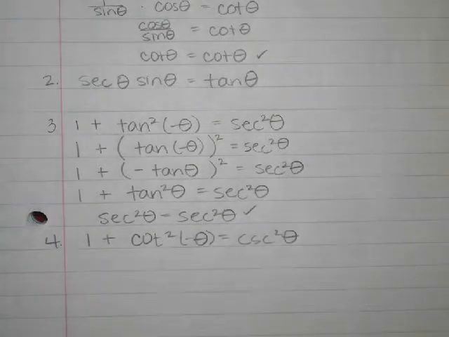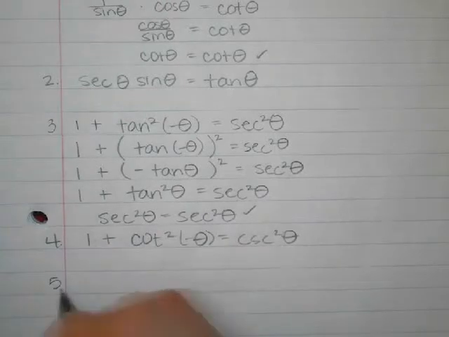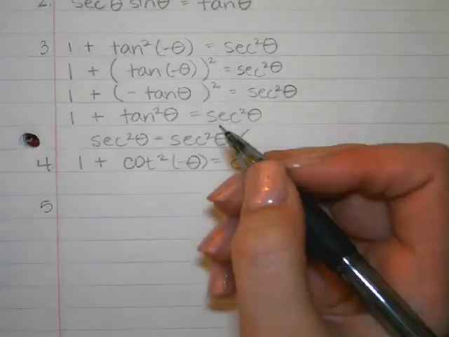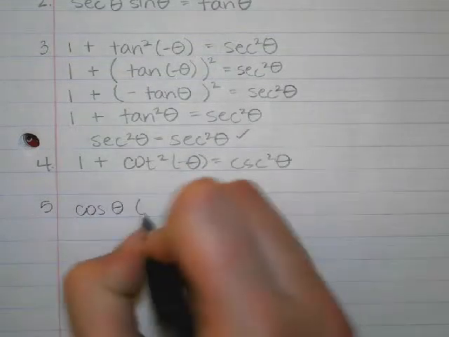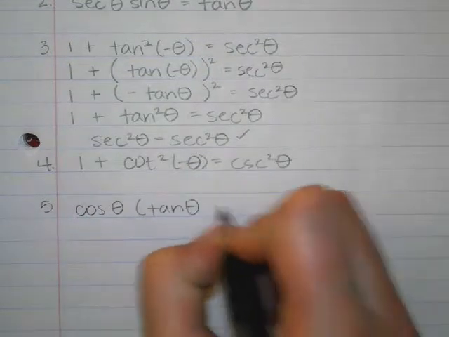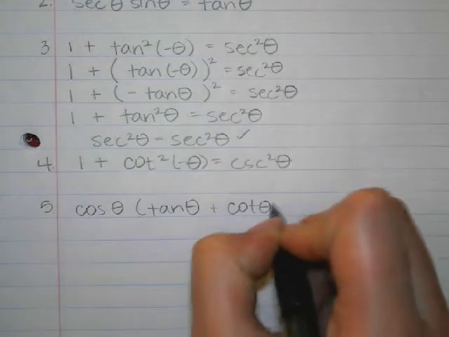All right, so let's go ahead and write down number 5. We've got cos theta times tan theta plus cotangent theta.